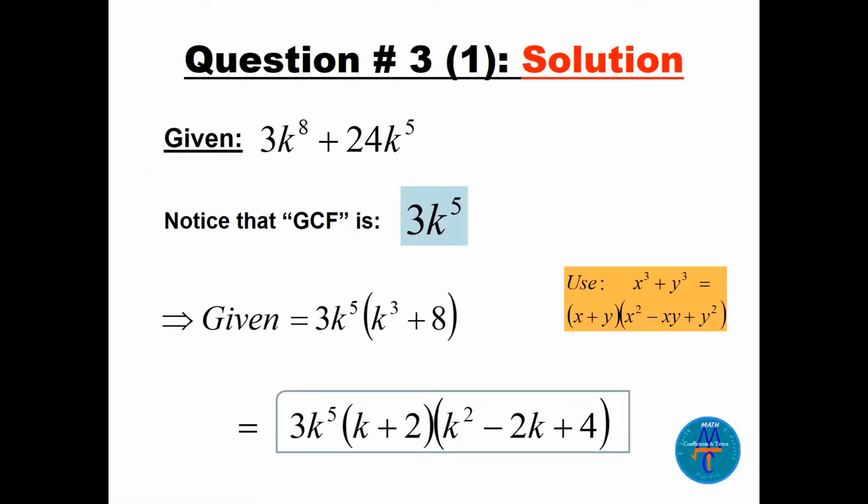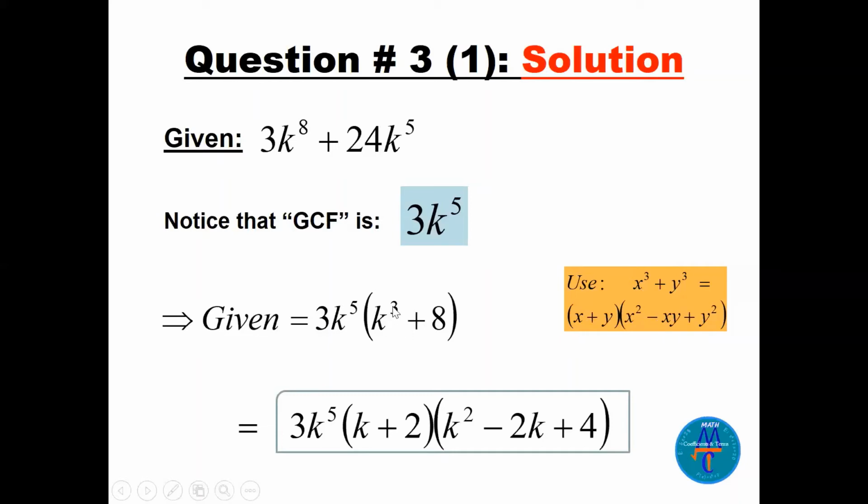First part is easy. GCF now is 3 and 24. 24 is 3 times 8. K power 5, because k power 5 is the smallest power. So this is the common. Now, k cubed plus 8. Remember the formula here, sum. You see, I wrote the formula for you. Or you can go back if the formula is not here. So this should be in your mind here. X cubed plus y cubed, x plus y, x squared minus xy plus y squared. There is no 2 here, remember.